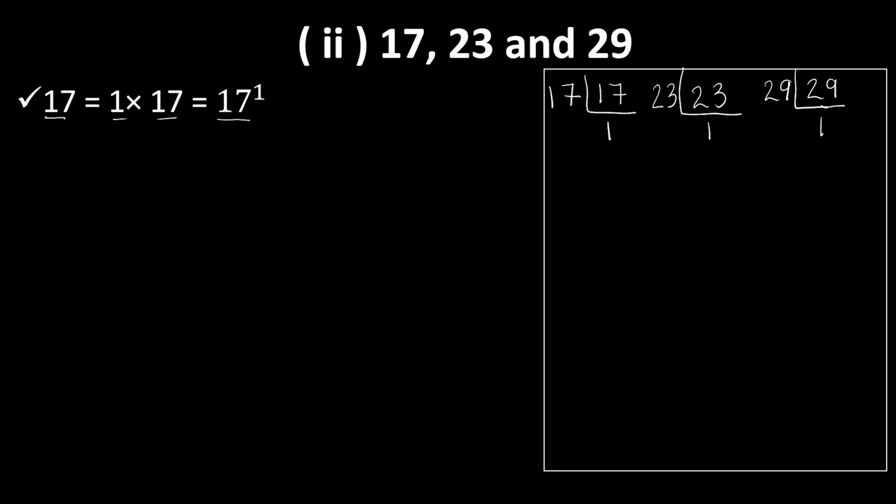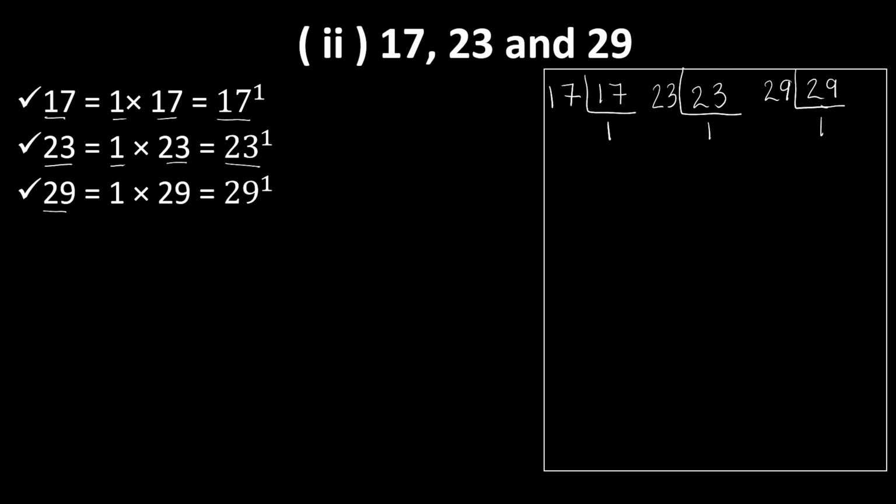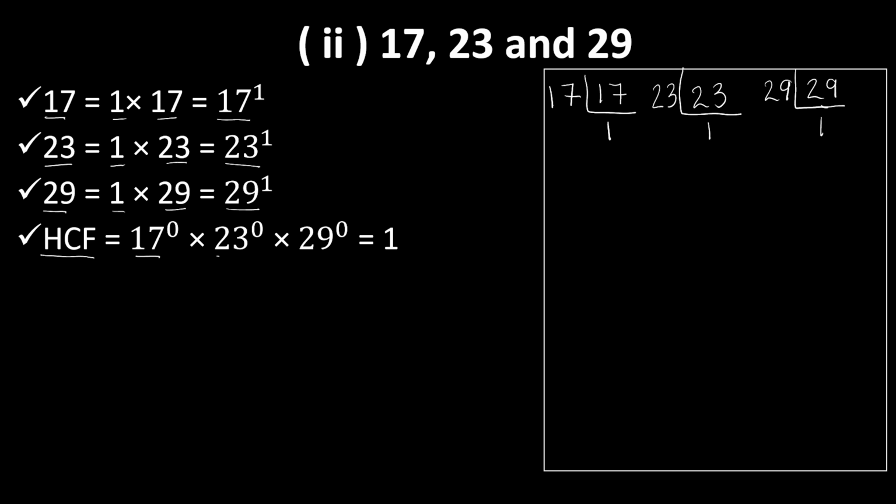So therefore we can write 17 equals 1 into 17, and hence it can be written as 17 raised to 1. 23 can be written as 1 into 23, which will be written as 23 raised to 1. And 29 can be written as 1 into 29, which can be written as 29 raised to 1. So the highest common factor possible would be 17 raised to 0 into 23 raised to 0 into 29 raised to 0, which is equal to 1.